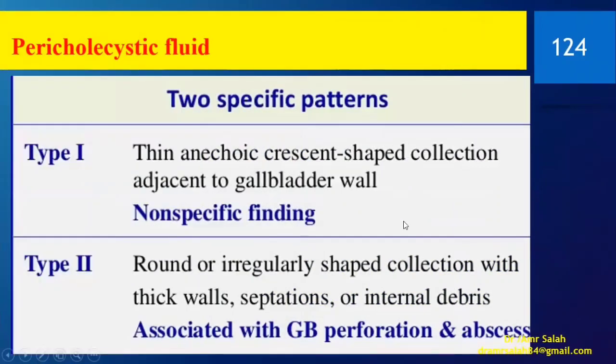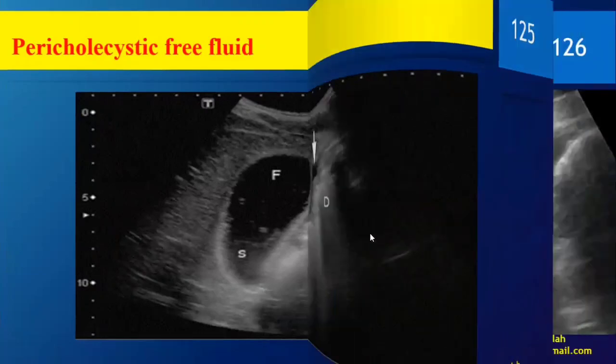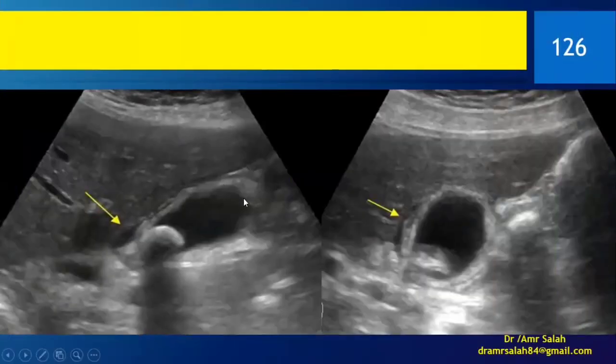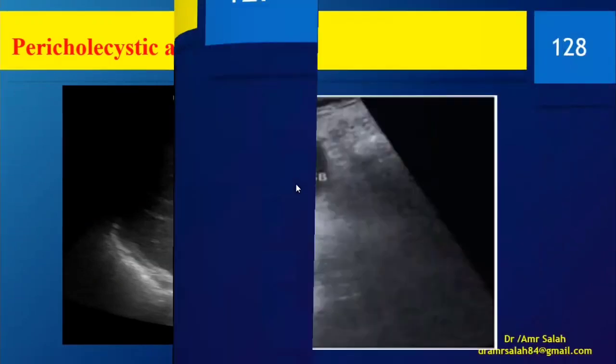Okay. Now, what about the pericholecystic fluid? We have two patterns. It can be localized, or it can be around the gallbladder. Localized is in here, and this pattern is around the gallbladder, as you can see. And it can also form an abscess. As we see in the liver lectures, the most common cause of hepatic abscess is cholecystitis. The pericholecystic fluid will organize and form an adjacent abscess as such.